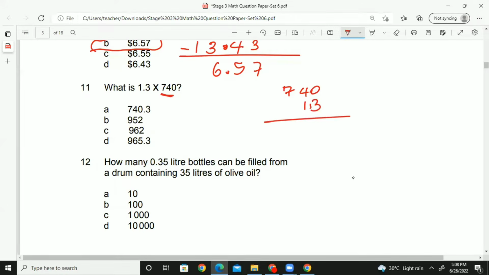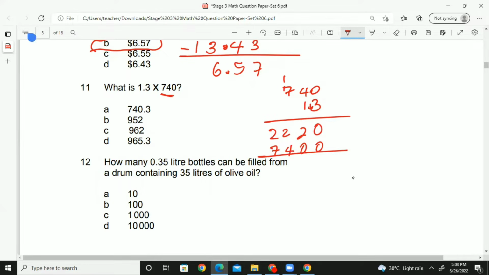0 times 3 is 0. All right. 3 times 4, that is 12. Carry the 1. 3 times 7 is 21 and 1 is 22. Put a 0. 1 times 0, 0. 1 times 4, 4. 1 times 7, 7. And we're adding this up.